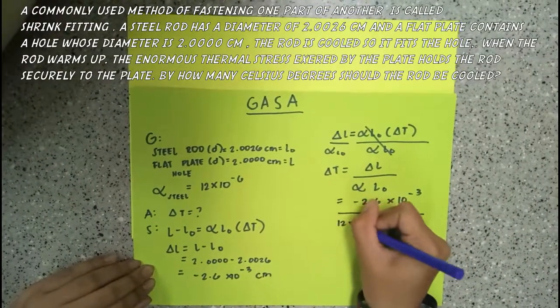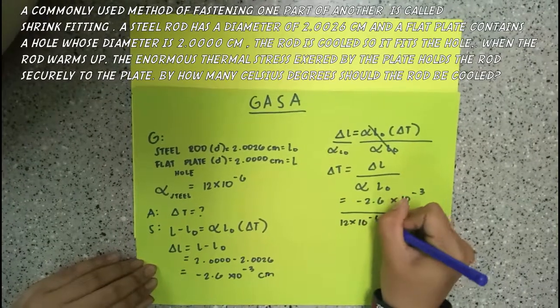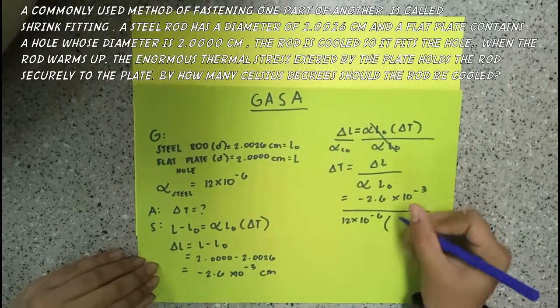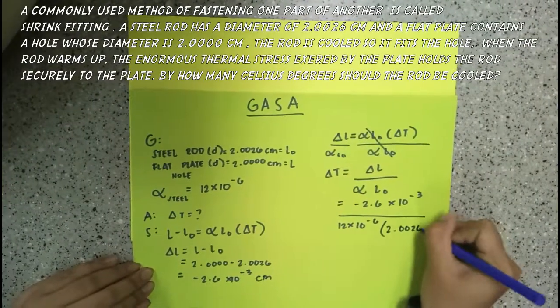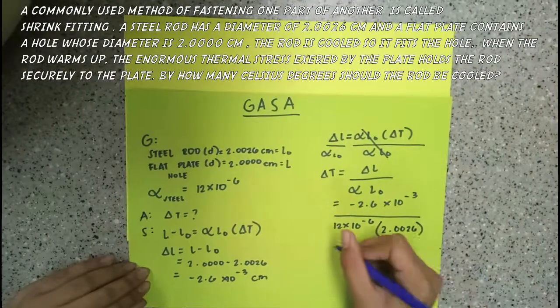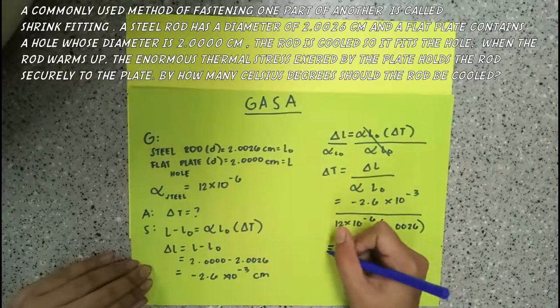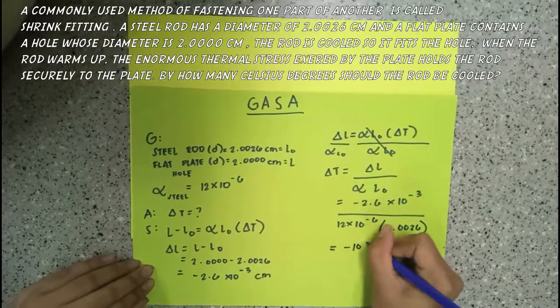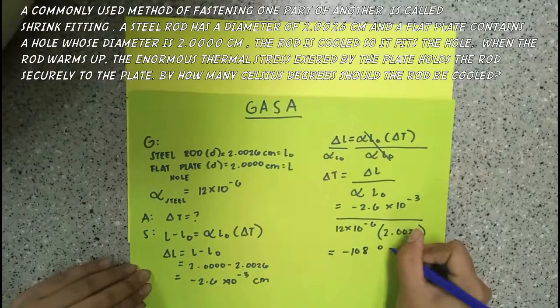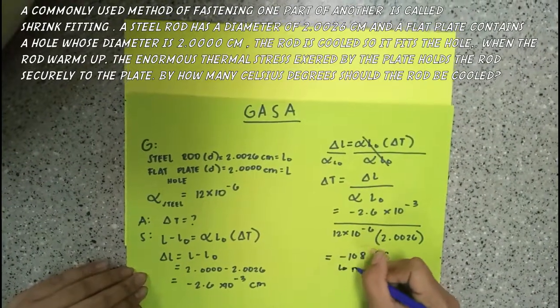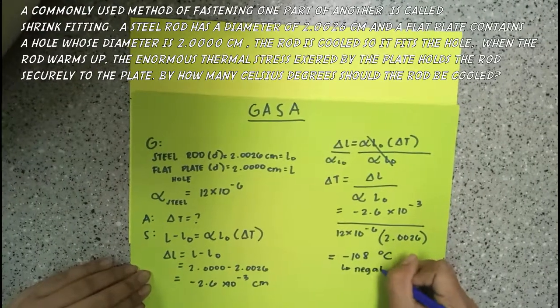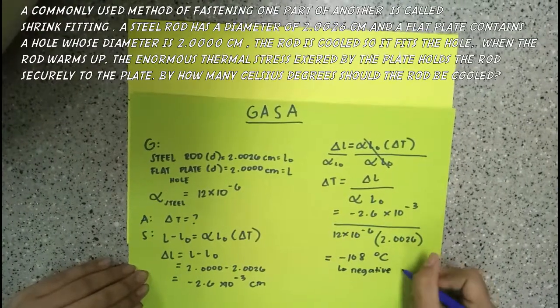Now we're just plugging in all the given units that we have. We have the change in L, which is negative 2.6 times 10 to the power of negative 3, divided by alpha LO, which is 12 times 10 to the power of negative 6 times 2.0026. Adding in all the numbers, you are given an answer of negative 108 degrees Celsius.